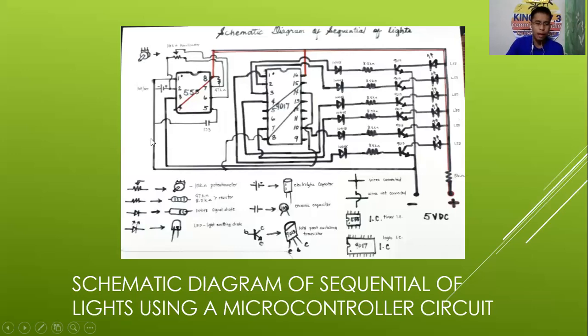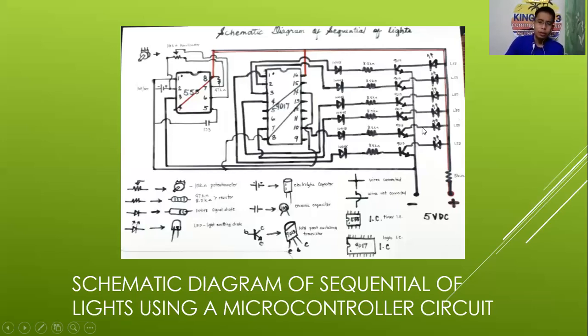Mabilis ba? Bumagal ba? So that is now the time delay or the pulse, meaning to say gumagana na yung 555 timer IC natin. Okay, so every time we rotate the shafting of the potentiometer and it changes the sequence or the pulse, ibig sabihin gumagana yung 555. That is now the time we proceed to the other connections of phase 2, which is the 4017 IC. Okay.